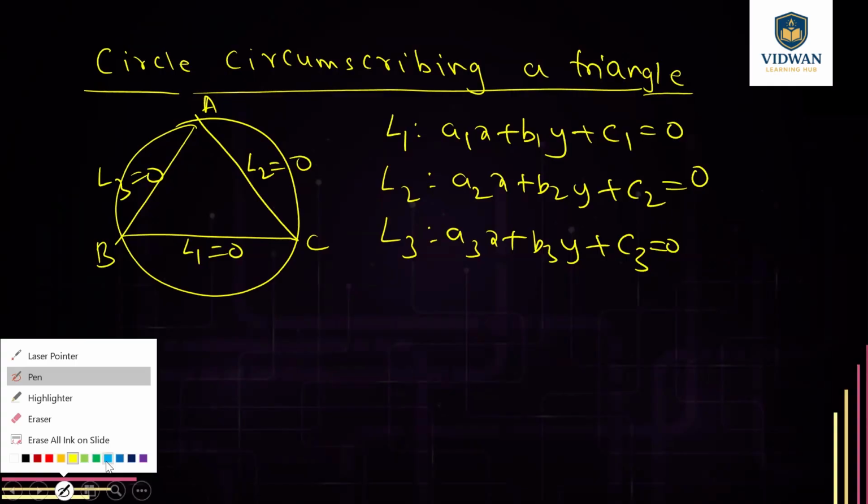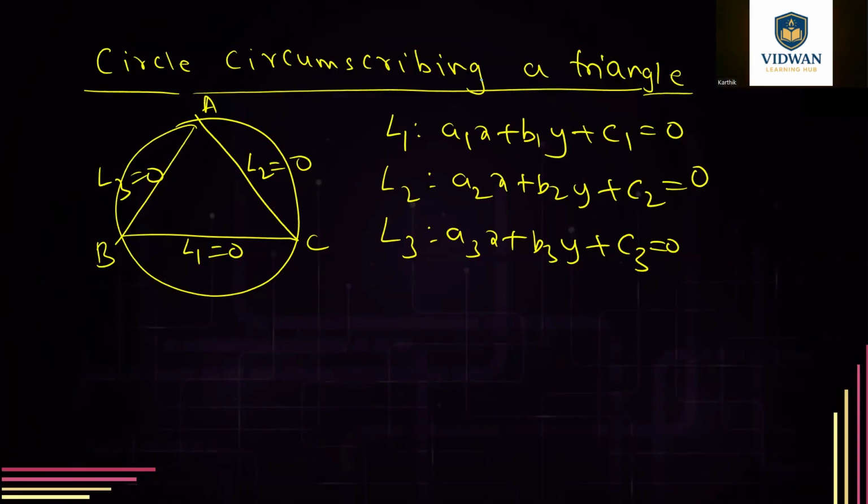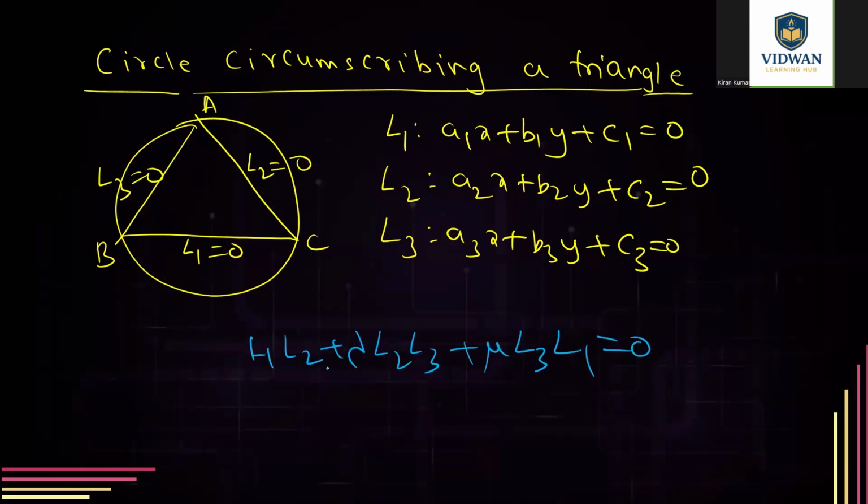So for finding the circle, you can just write down an equation of second degree, because you know that circle equation should be second degree equation. So generally all these are first degree. When you multiply two at a time, like L1 with L2, then L2 with L3, L3 with L1, you put some lambda before this and some mu before this. So this is a general second degree equation satisfied by ABC.